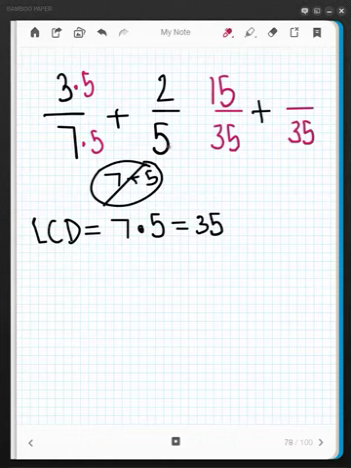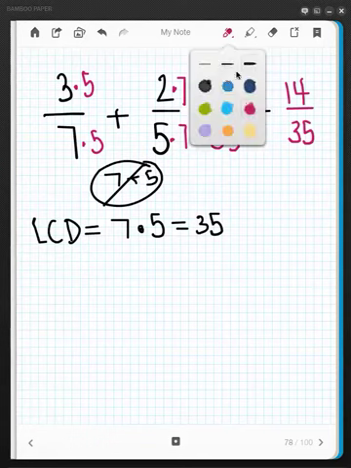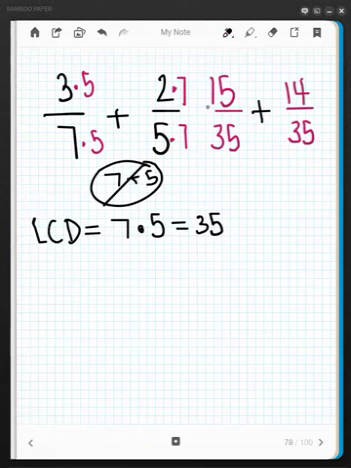Now, moving on to the second fraction, 5 times what is 35? That would be 7. So what I did to the denominator, I also want to do to the numerator. 2 times 7 is 14. And now I have the higher terms for both 3/7 and for 2/5. So 3/7 is equal to 15/35, and 2/5 is equal to 14/35.